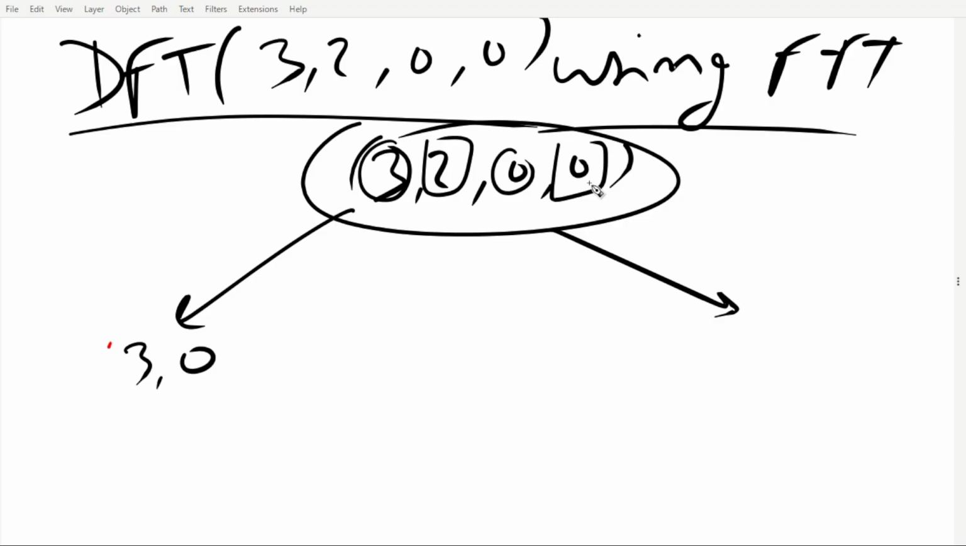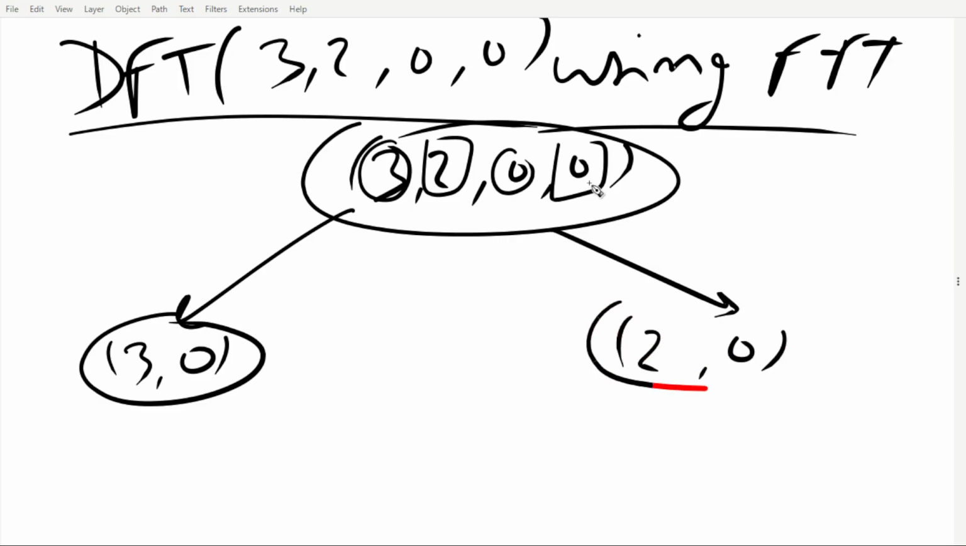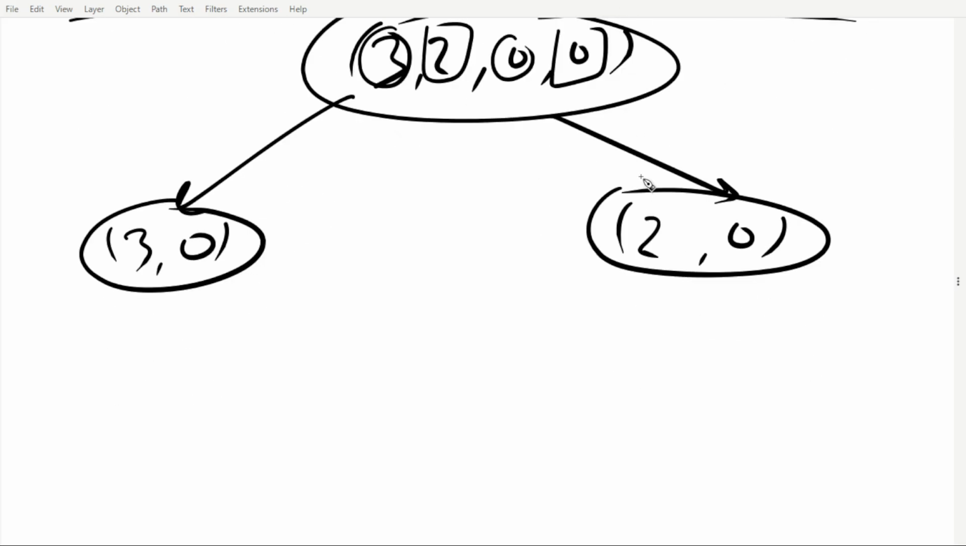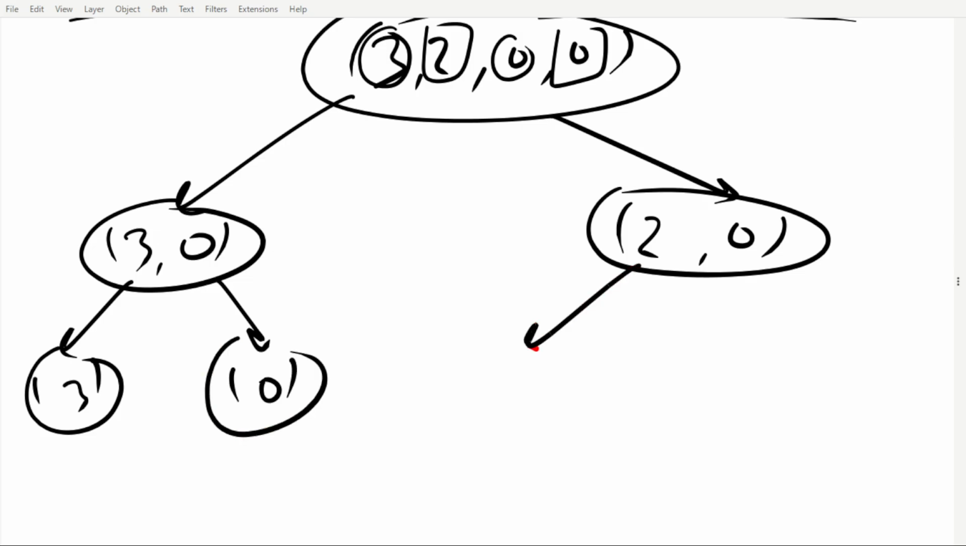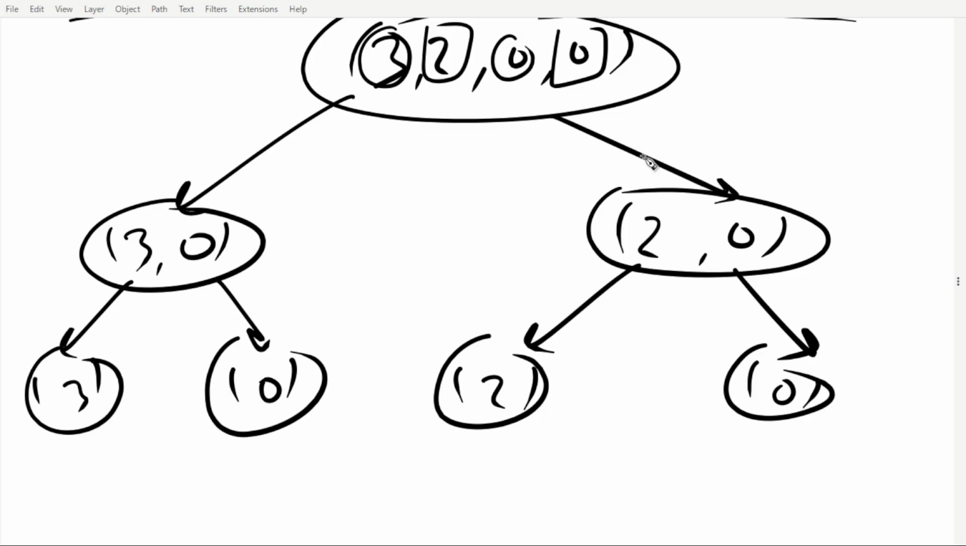3, 0. Even portion, odd portion is 2, 0. So once again we separate out odd and even parts as 3 and 0 here, and as 2 and 0. These are the base problems, and for base problems the corresponding DFT is the same, will have the same value.